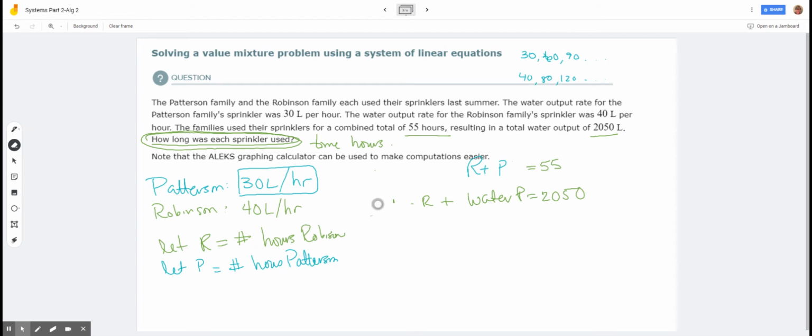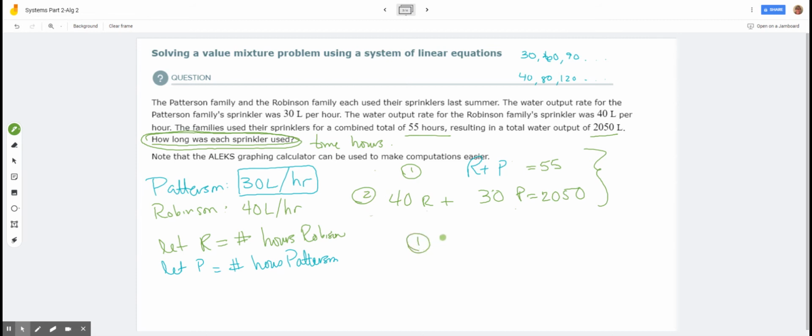The Robinsons used 40, so we're going to go 40R plus the Pattersons used 30. 30P equals 2050. And these are our two equations. Look, two equations, two unknowns, and now we can solve. So you have a choice. You can use elimination or you can use substitution. I prefer substitution when it's this simple. So I'm going to number these equation 1 and equation 2.